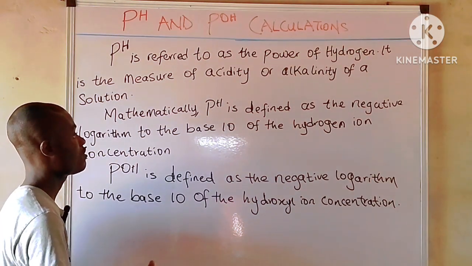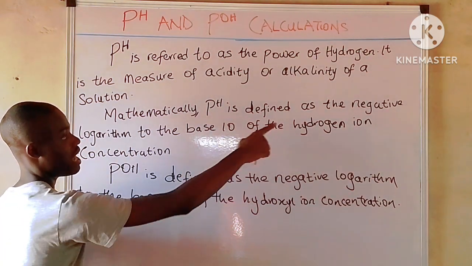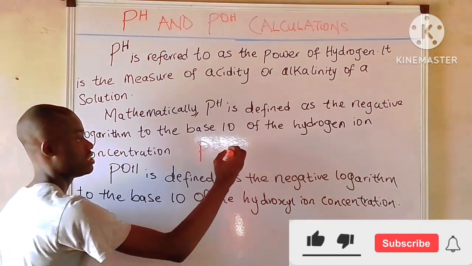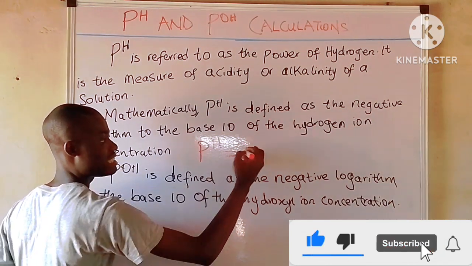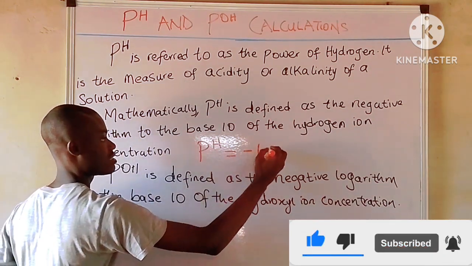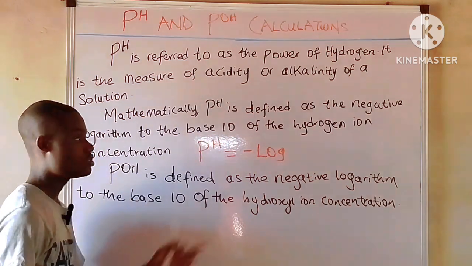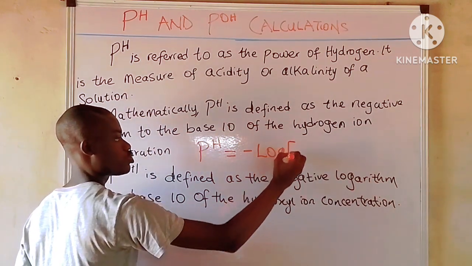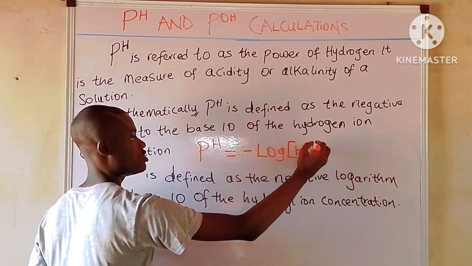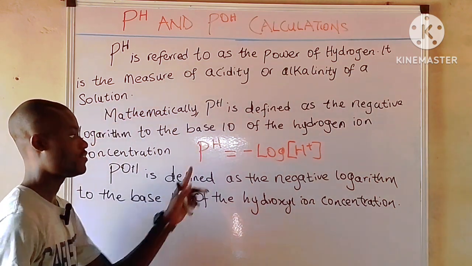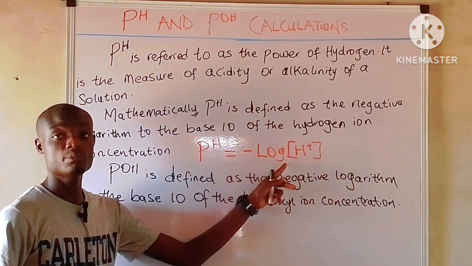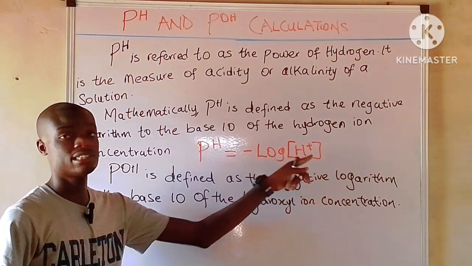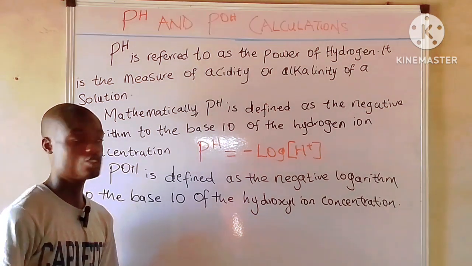So we have pH as the negative logarithm. pH, which is written as p H, is equal to the negative logarithm to the base 10 of the hydrogen ion concentration. The concentration of what? The hydrogen ion. So in essence, pH is defined as the negative logarithm to the base 10 of the hydrogen ion concentration. In chemistry, this parenthesis stands for concentration.